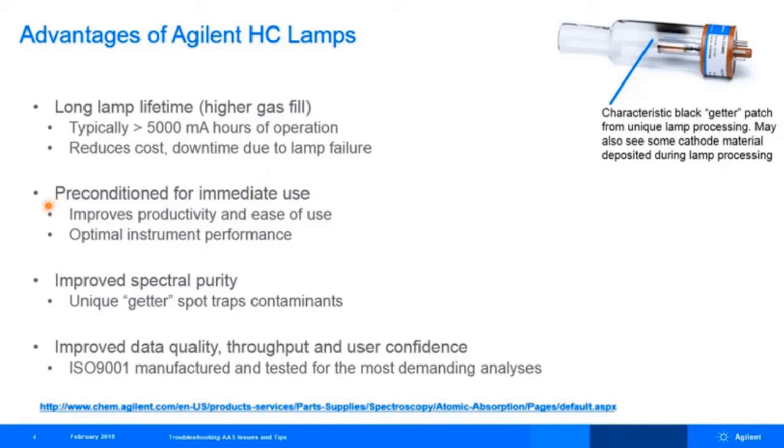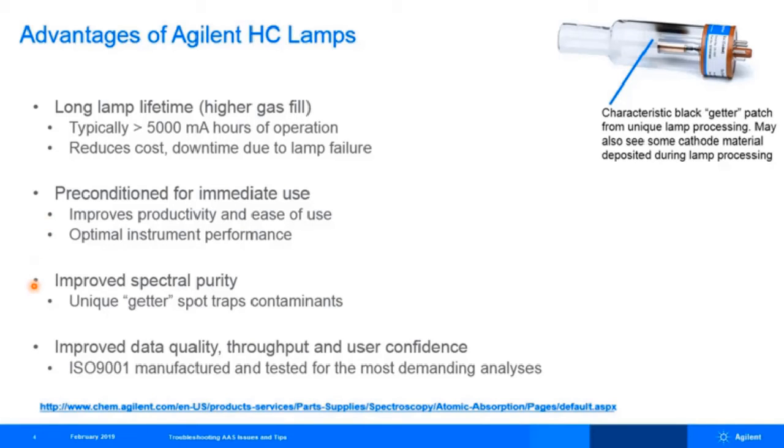Agilent lamps are also preconditioned, so they're ready for use immediately out of the box. That means you can use them immediately, you can improve your productivity, and you can achieve the optimal instrument performance without needing to do any conditioning once you receive the lamp.